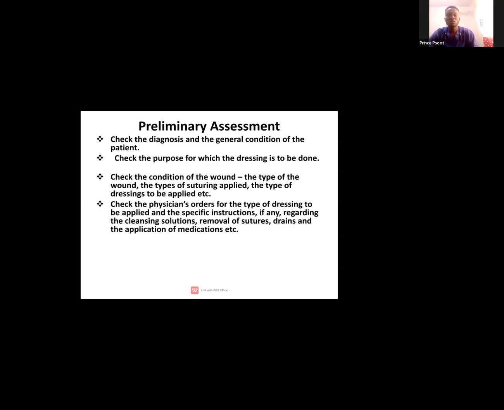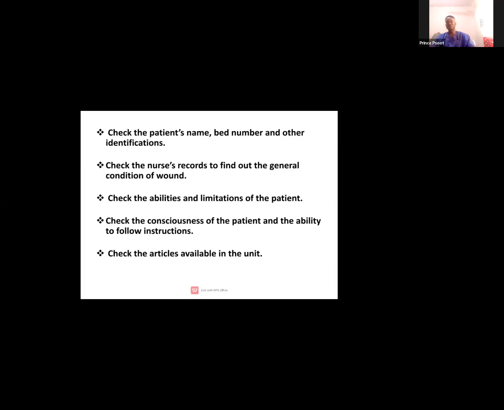Then you check the condition of the wound, the type of the wound, the type of suturing that is applied, the type of dressings to be applied, and other things. You have to look for all this before you start the dressing. Then you check the physician's order on what type of dressing. Some dressings are to be done with specific instructions, like regarding the cleaning solution, removal of suture, maybe the drains and the application of medication. Some wounds are to be dressed with just normal saline. Some are to be dressed with special agents, maybe honey and the likes as well. So we have to know this before we start the dressing.